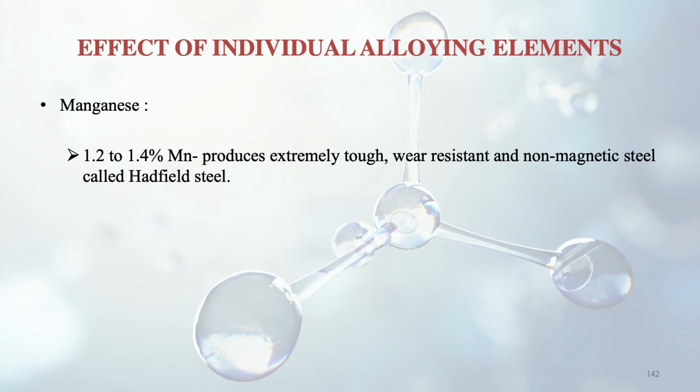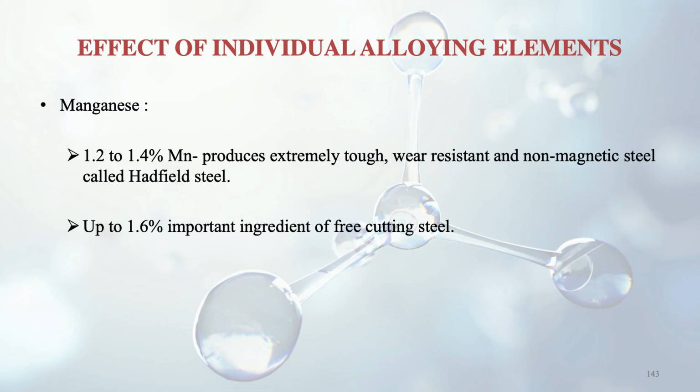Manganese is present like 1.2 to 1.4% of manganese. This produces extreme toughness and wear resistance, and it also gives us non-magnetic steel, which is called the Hatfield steel. And if it goes beyond this, up to 1.6%, then it becomes an ingredient of free cutting steel, like we have seen in the case of sulfur and phosphorus also.